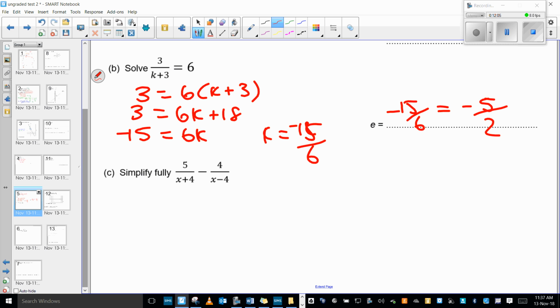So what's our common denominator going to be? Yeah, a combination of these two denominators. You all happy with that? Okay, because there is nothing else common. We know that this is an x plus 4, it's an x minus 4, so we're just going to make our common denominator the combination of the two.